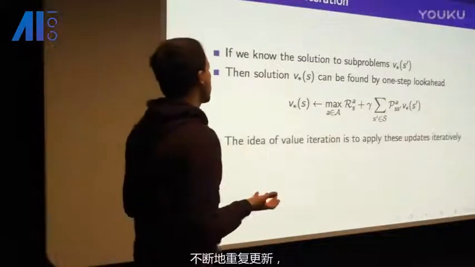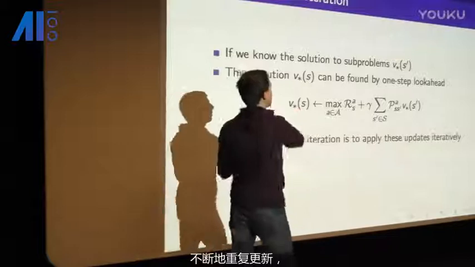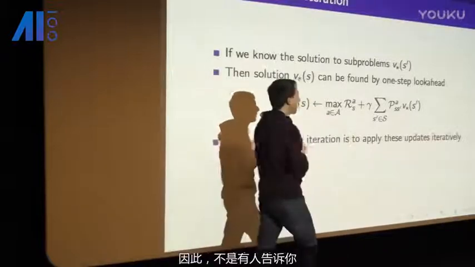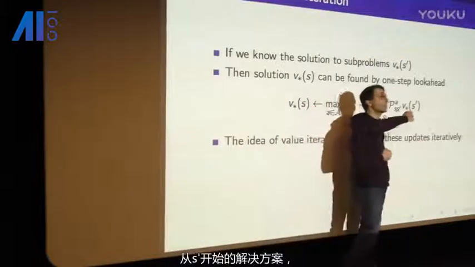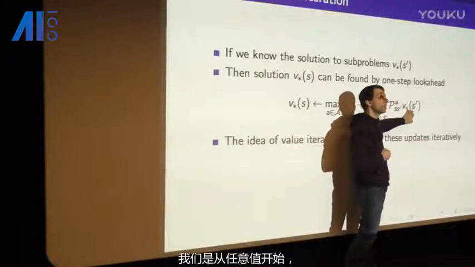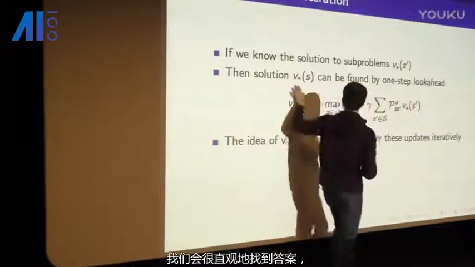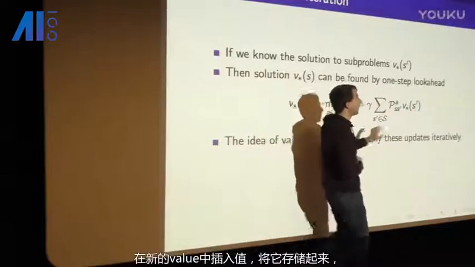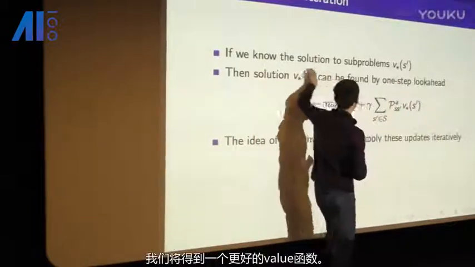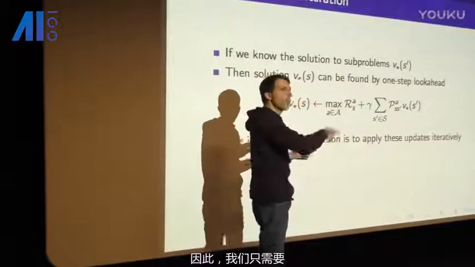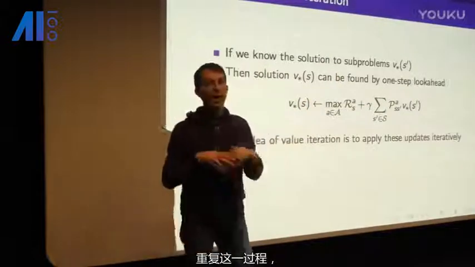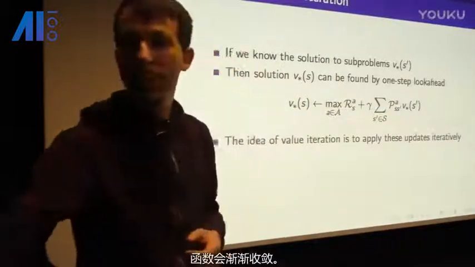The idea of value iteration is just to apply this update again and again and again. Instead of someone telling us the optimal solution from S prime, we find this iteratively by starting with an arbitrary value, backing this up to give us a new value function, plugging in that new value function, backing that up to give us a better value function, and so on. We're going to just iterate this process, and again, we're going to see that this converges on the optimal value function.